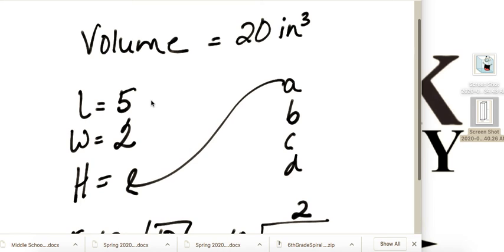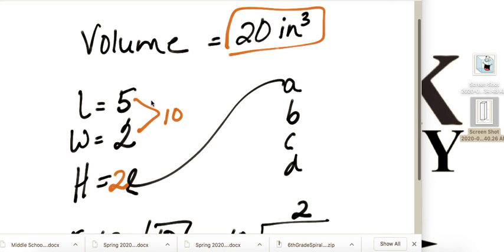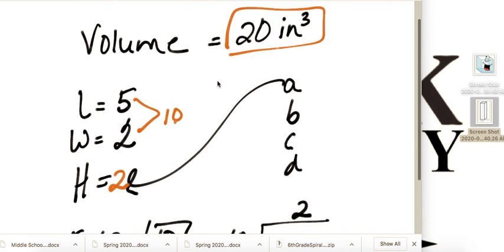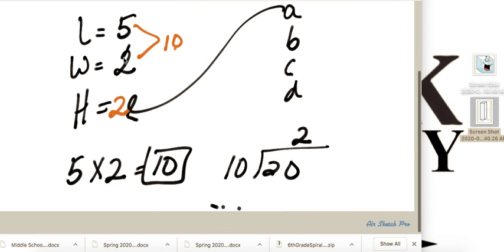So if I plug this in, 2, let's see if I get the volume of 20. What's 5 times 2? 10. And then what's 10 times 2? 20. So that's one way you could do it. There are two different ways. You can plug in your choices and multiply all three to see if it gives you your volume. Or you can multiply the two dimensions you have and then divide the volume by that, and that should give you your missing dimension.